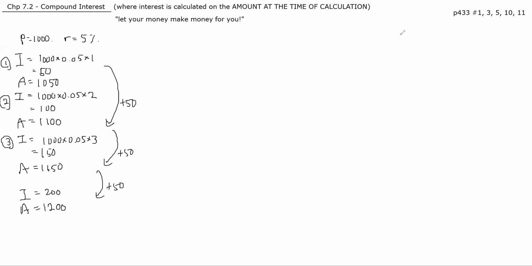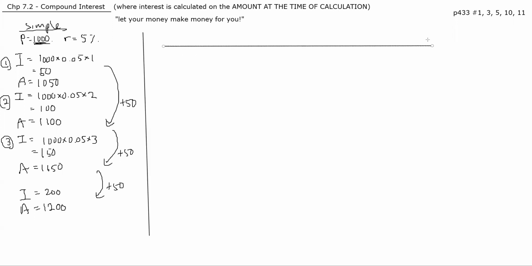So this is simple. The amount of interest is based on the principal, the starting amount. So no matter how much you gain or how much you lose, you're always calculating interest based on the $1,000 because that was the starting value. So how does that differ to compound?